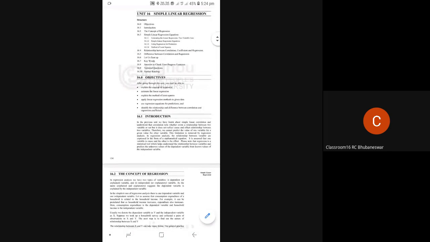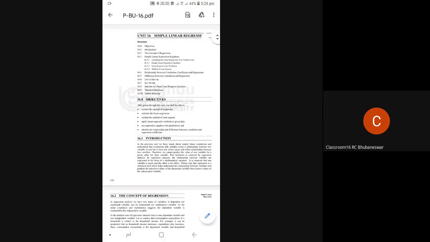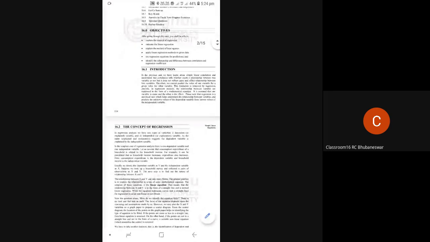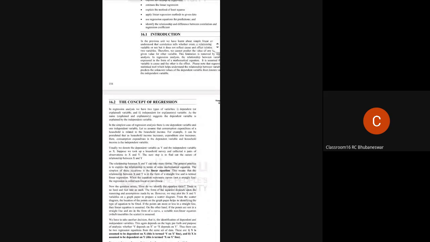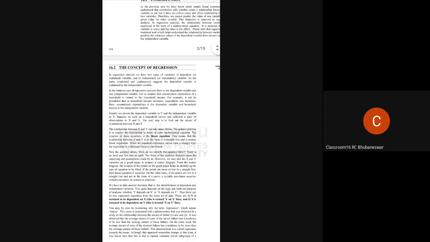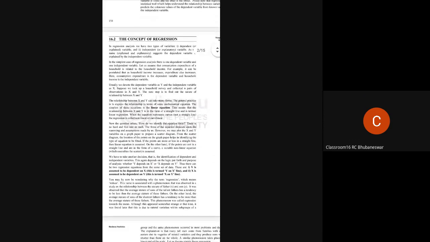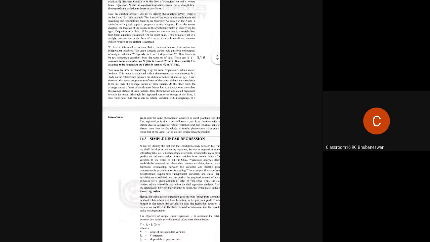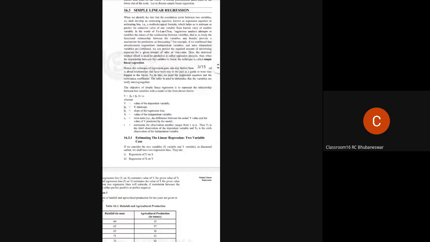Then next is simple linear regression. So regression here is of two types, that is dependent variable and independent variable. Here, directly come to the formulas.